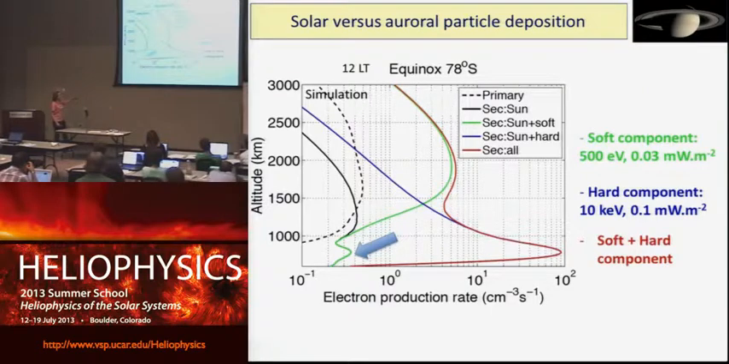In green, that's for soft electrons. Look, the energy flux is very small, 0.03 milliwatt per square meter. Still, they are an order of magnitude larger than the solar-driven electron production rate. And then in blue, the hard component, 0.1 milliwatt per square meter. And here it's still an order of magnitude even more compared with the solar deposition. So it gives you a comparison between the solar-driven versus the auroral at high latitude.